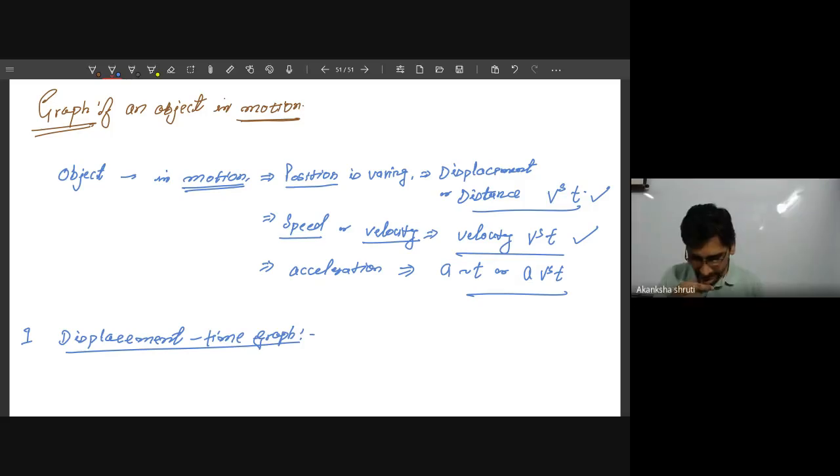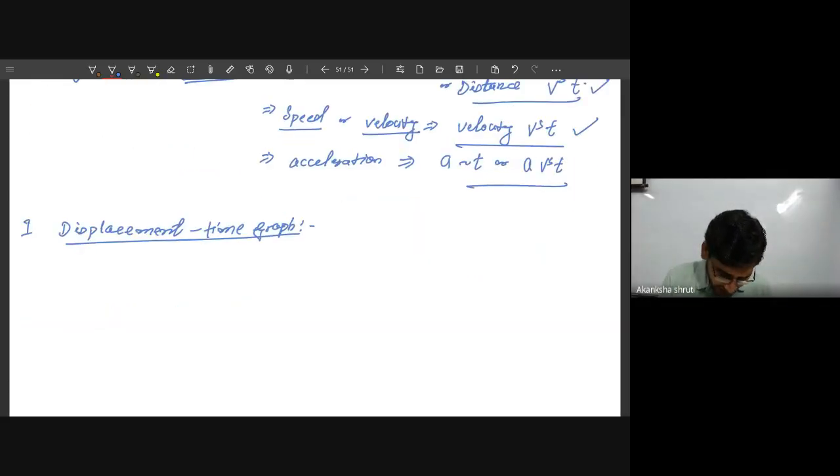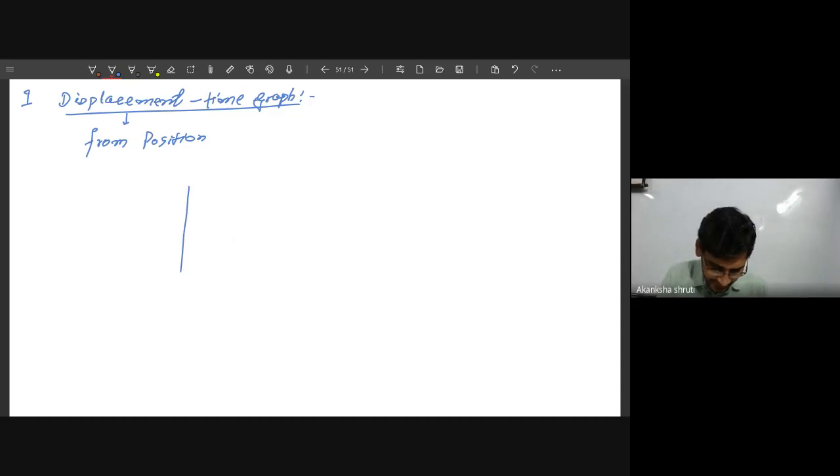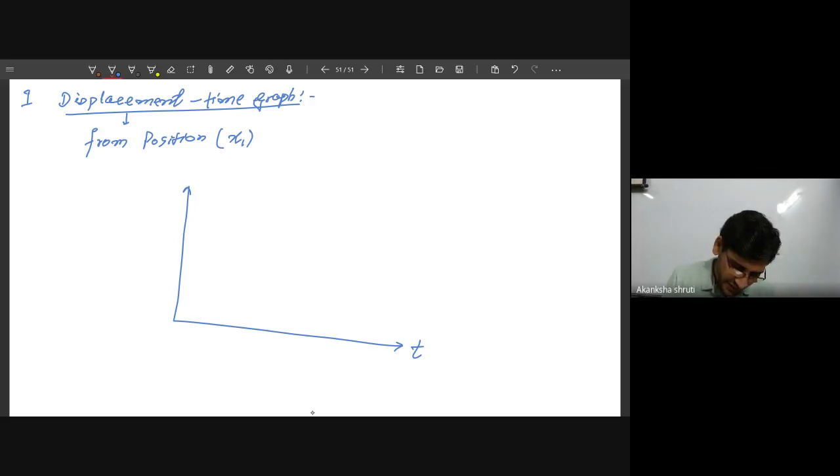Here the displacement is obtained from the position. So this position is plotted along the vertical axis, and time is always plotted along the horizontal axis. The position here is only along the x-axis. So different values of x are plotted along the vertical axis. This point is our origin.